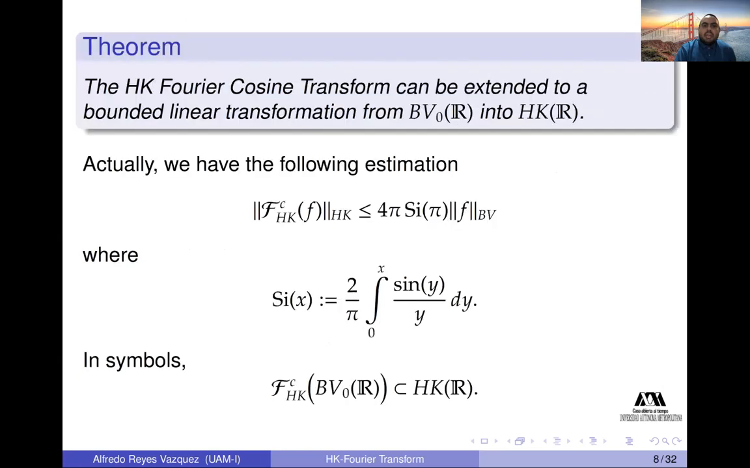Now we have the following theorem. The HK-Fourier cosine transform can be extended into a bounded linear transformation from BV0 into the space of Henstock-Kurzweil integrable functions. And we have that this inequality holds. This is an estimation for the norm. This theorem means that the image of BV0 under the action of the HK-Fourier cosine transform is contained in this space.